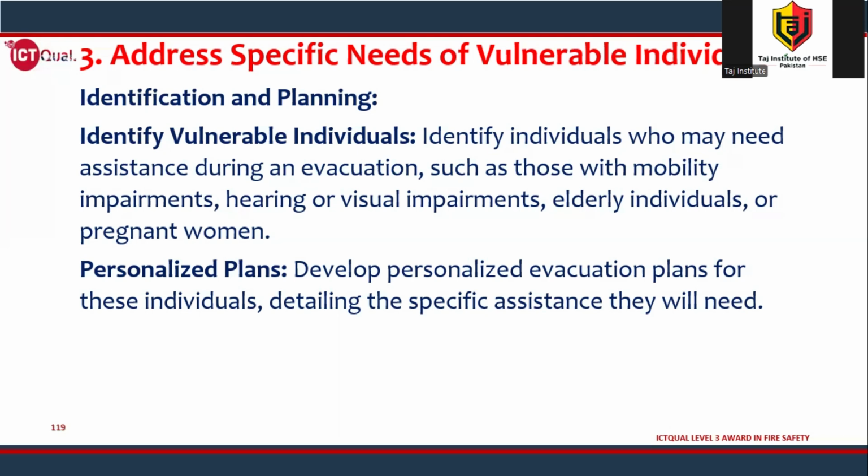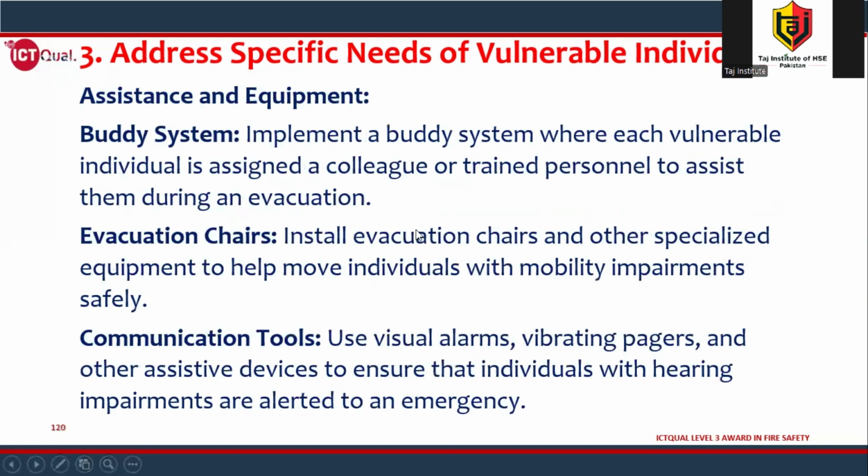Personalized plans. Develop personalized evacuation plans for these individuals, detailing the specific assistance they will need. Buddy system. Implement a buddy system where each vulnerable individual is assigned a colleague or trained person to assist them during an evacuation. Buddy system means one person paired with another. Make groups of two persons. One should be a disabled person and the other an able employee.